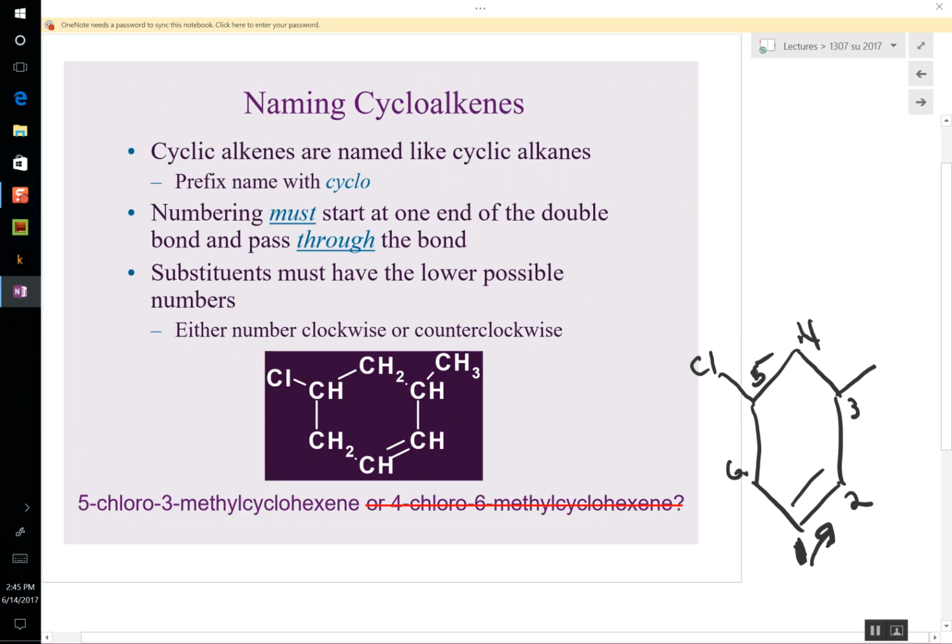Where are we here? All right, so 1, 2, 3, 4, 5. 3 and 5 is 8. 4 and 6 is 10. So we're not going to go that way. We're going to go with the one that gets us the lowest combined numbers.